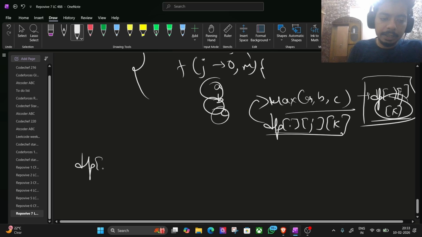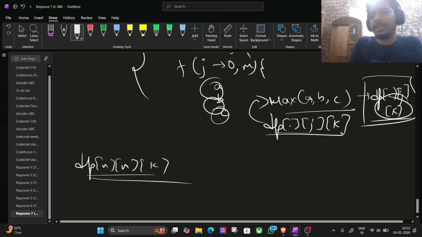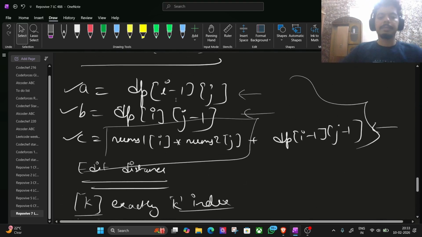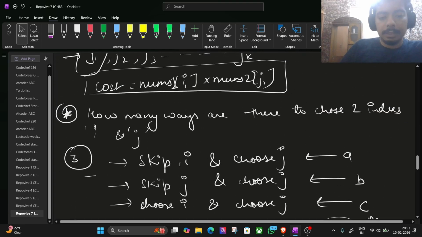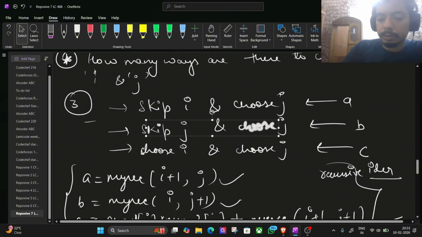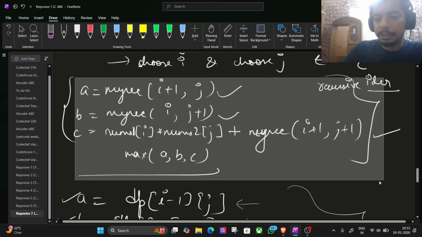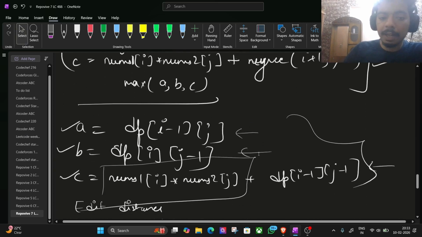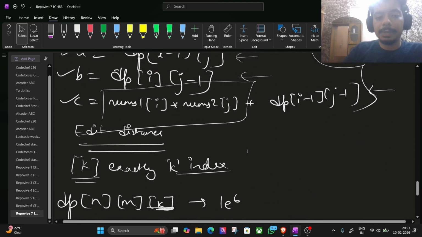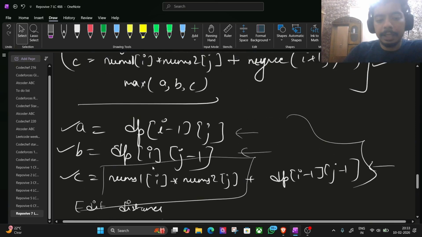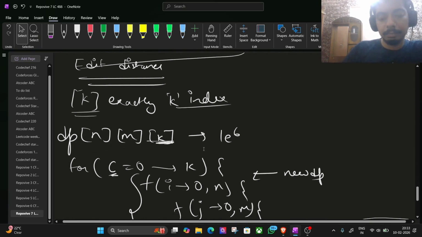Now at the end you can just return dp[n][m][k]. So this will be your answer. So that's it for this code. It's not very tough if you get the idea of how many ways there are to choose two indices. It will be one: skip i, choose j; skip j, choose i; and choose i and choose j, both of them. Then you can write them as recursion calls. After writing them into recursion calls, you can transform them into dp transition states.